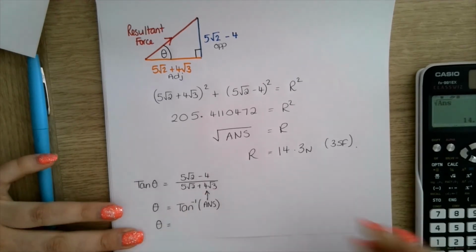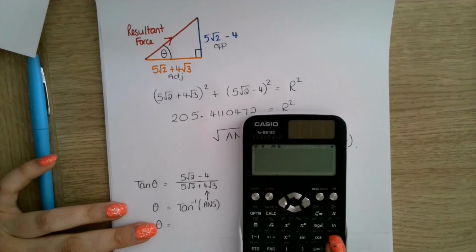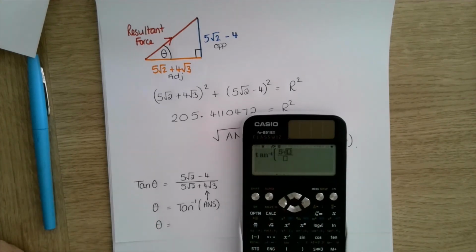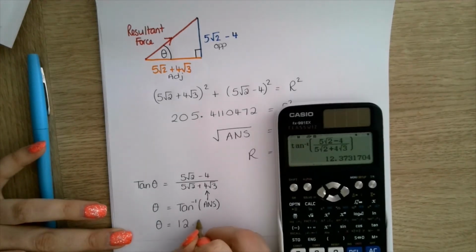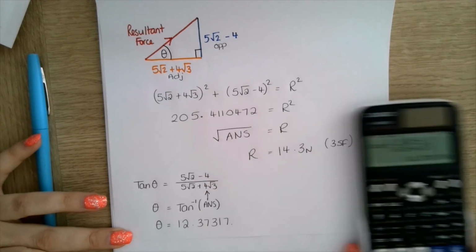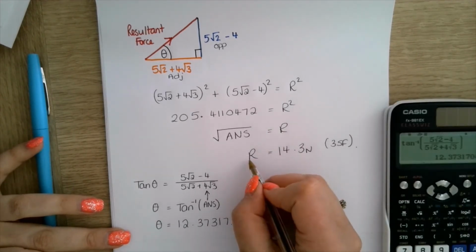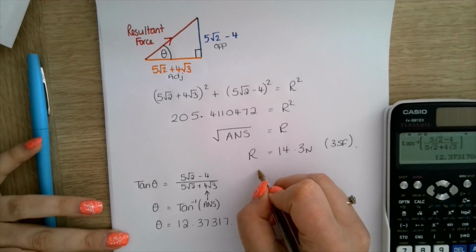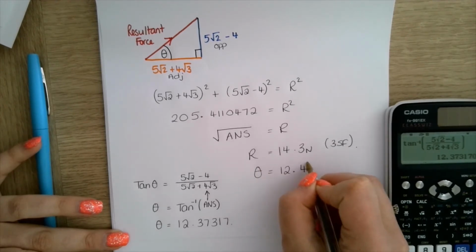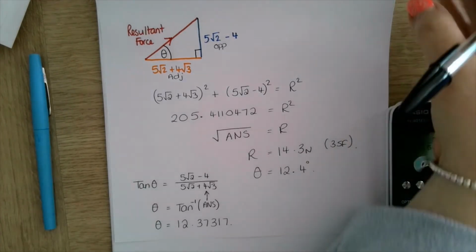That's what I'm going to type in on my calculator and work out. So inverse tan, put the fraction in, 5 root 2 minus 4 over 5 root 2 plus 4 root 3, close the bracket, and I get 12.37. And therefore the magnitude of the resultant force is 14.3 newtons, with the direction of 12.4 degrees. So that's that first example.